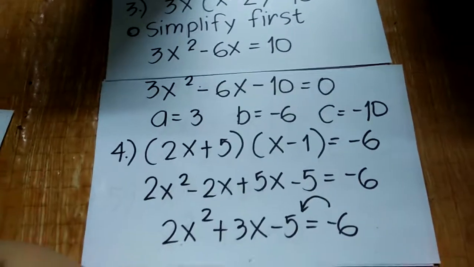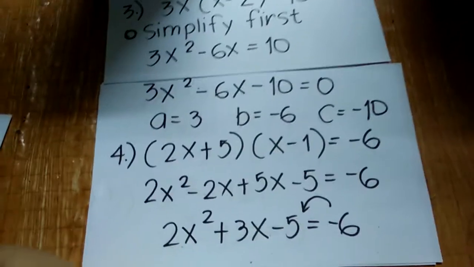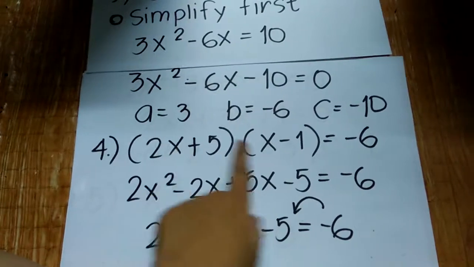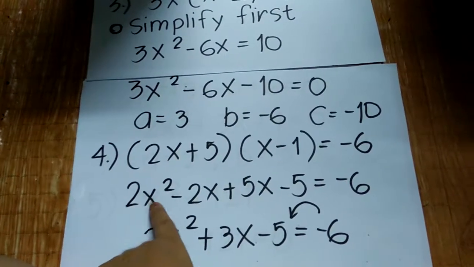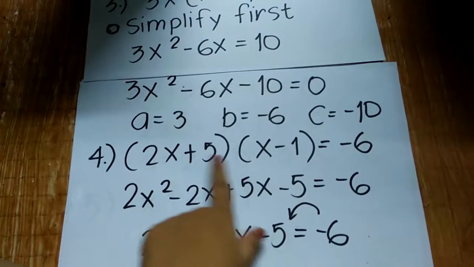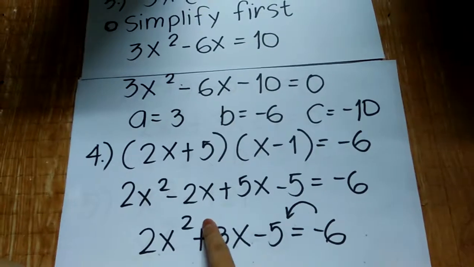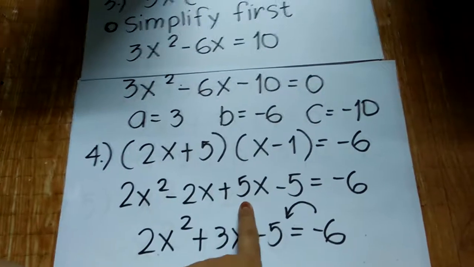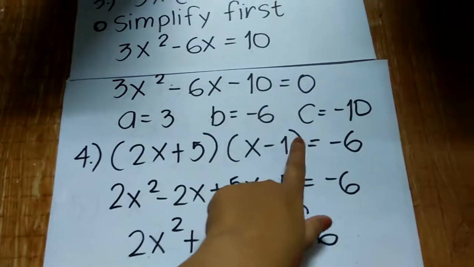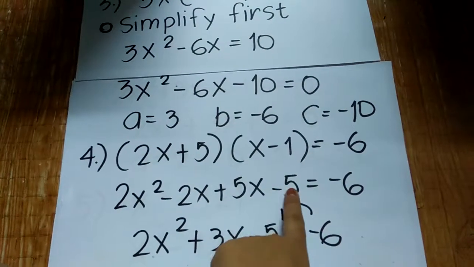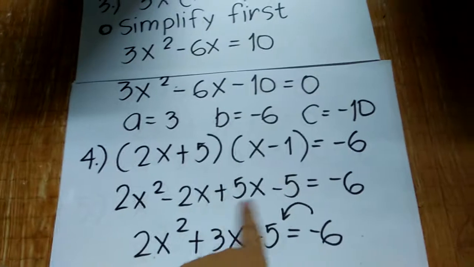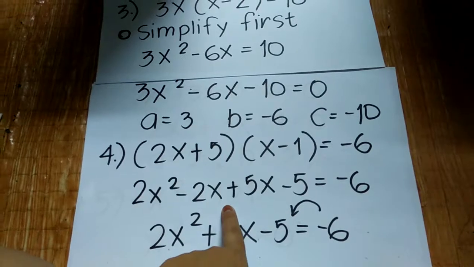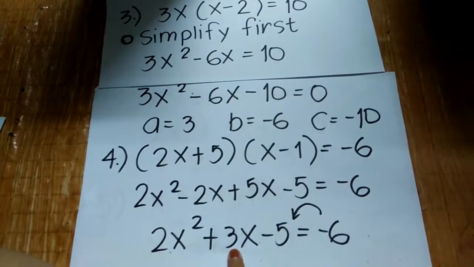Ayan. Next, number 4. Ito rin. Hindi pa siya nakasimplify kanina. So, gawin natin yung FOIL method. 2x times x, 2x squared, 2x times negative 1, negative 2x, 5 times x, 5x, then 5 times negative 1, negative 5. Then, pagsamahin natin itong dalawa, dahil same term, okay, so magiging 3x. Bakit?